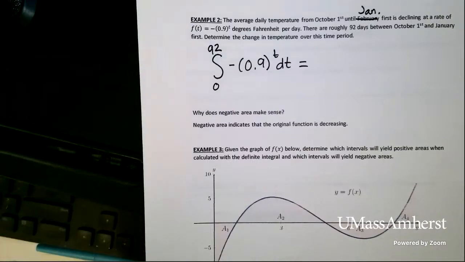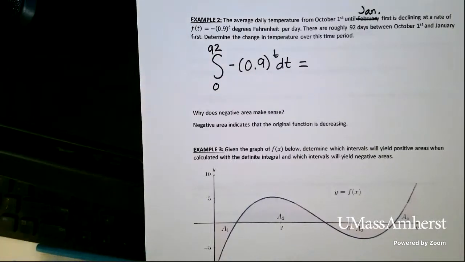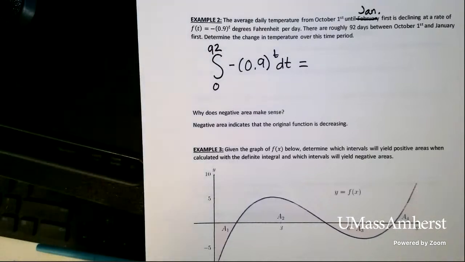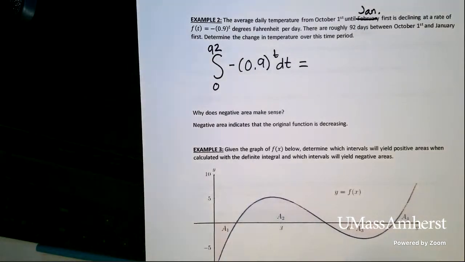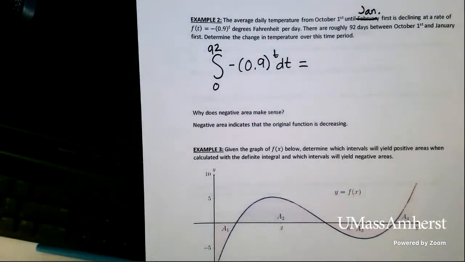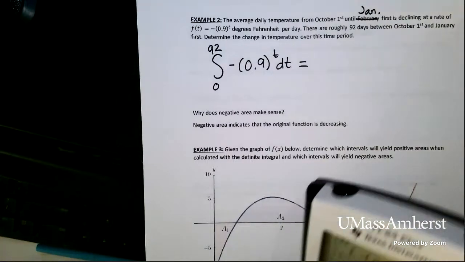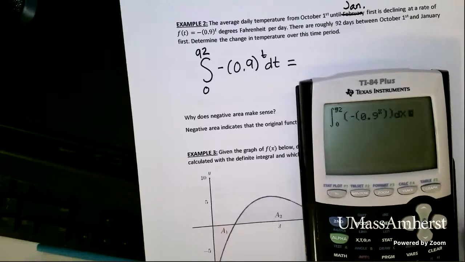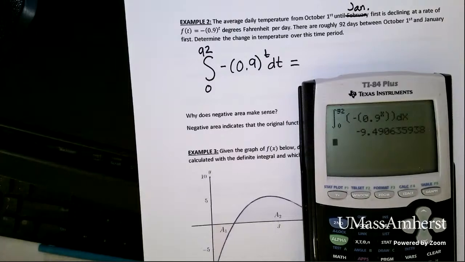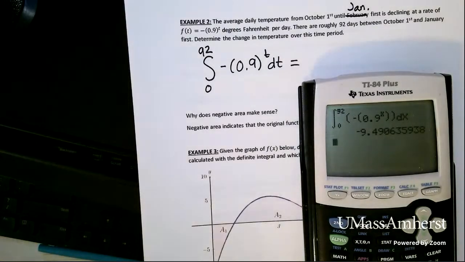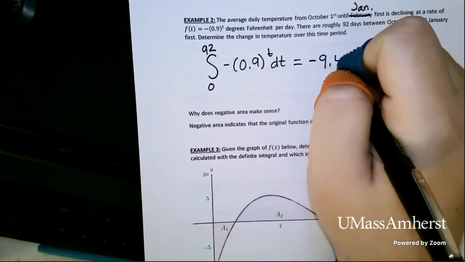Okay, so again, we want to integrate our rate to see what the total change will be. Since we're interested in the 92 days, our bounds are 0 to 92, and we see that the rate was in average temperature per day. So days matches up. This is how I entered this into my calculator just for syntax. Again, if you get an error, it's probably because you put a parenthesis in the wrong place. I do that all the time. But when we plug it in, we see that we get something negative. So we have negative 9.49.